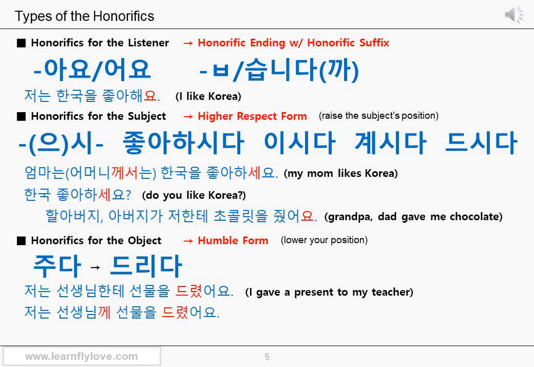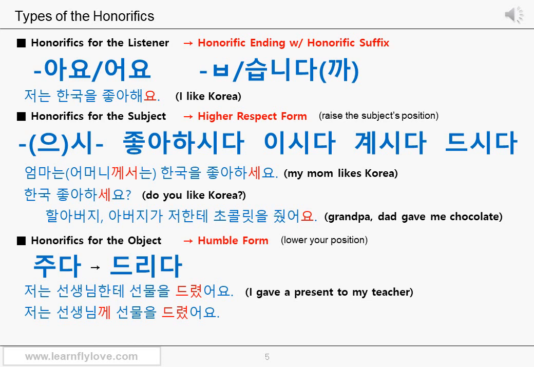Let's see the next sentence. 저는 선생님께 선물을 드렸어요. You can also use the higher respect particle 께 instead of 한테. Yes, 께 is a higher respect particle of 에게 and 한테. So you use the higher respect particle 께 for the indirect object teacher and the humble verb 드리다 for the subject I to show more respect to the object teacher. Do you understand the concept?